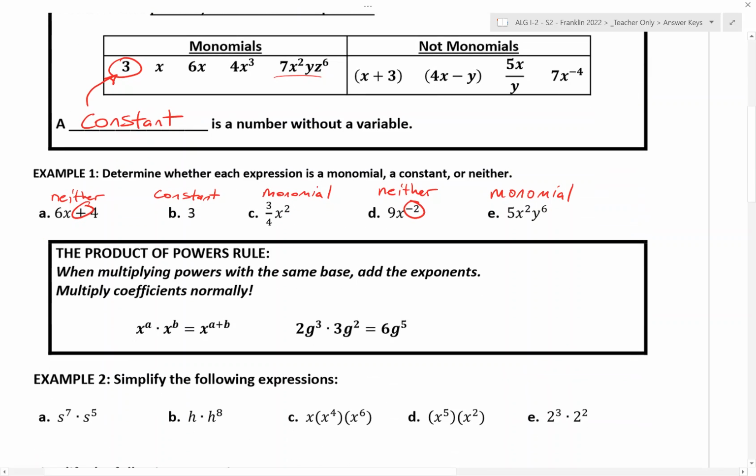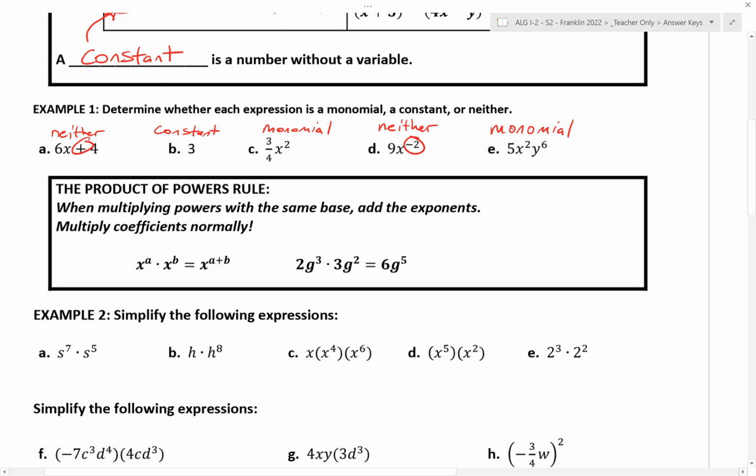And the last thing on these notes is multiplying some monomials together. So these follow a specific rule called the product of powers rule. And when you multiply powers with the same base, we just add the exponents. And we multiply coefficients normally. So for example, x to the a times x to the b, just add these exponents together, and it's x to the a plus b. So keep the base the same and just add the exponents.